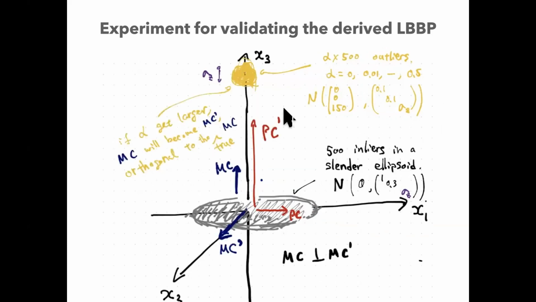When alpha gets larger, the minor component estimated from the whole sample, including both inliers and outliers, would change to this direction, I mean 0, 1, 0, this MC dash. And this is orthogonal to the original minor component, 0, 0, 1. So in this case, the estimate of the minor component completely breaks down.